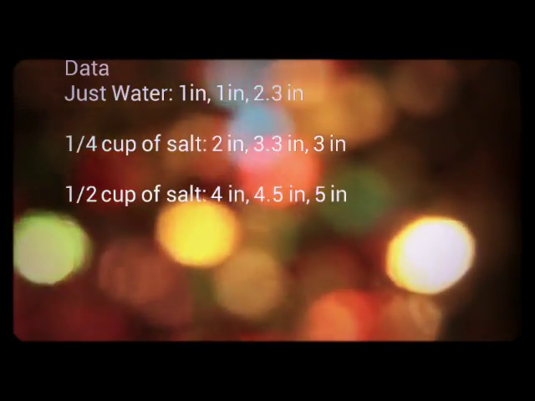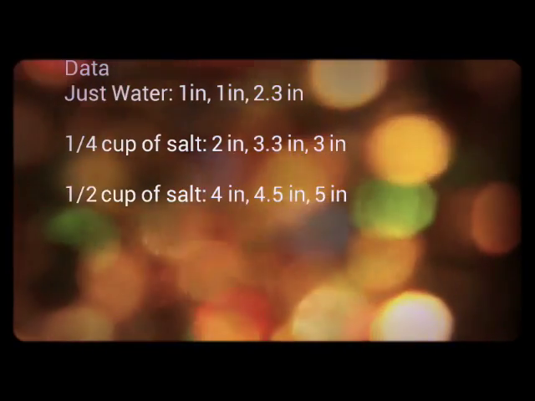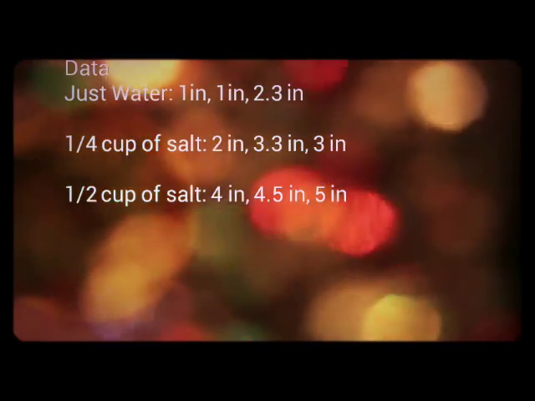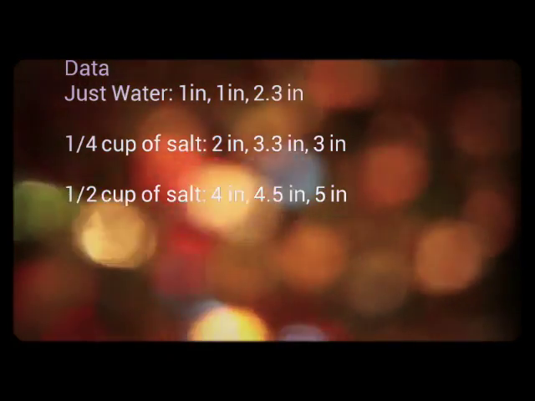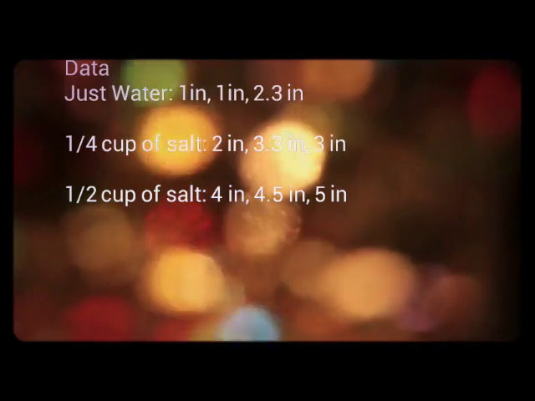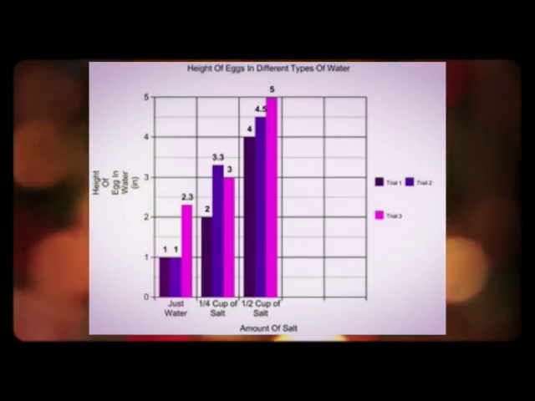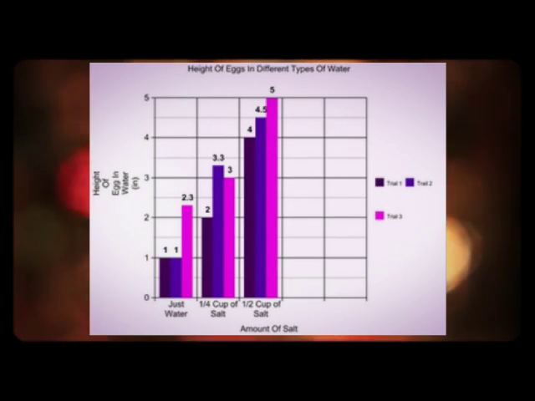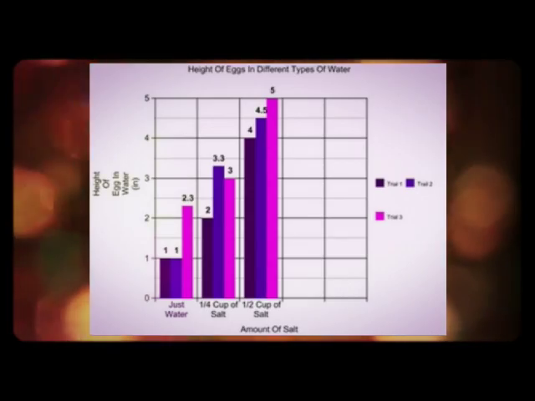My data was, just water: 1 inch, 1 inch, 2.3 inches. 1/4 cup of salt: 2 inches, 3.3 inches, 3 inches. 1/2 cup of salt: 4 inches, 4.5 inches, and 5 inches. In my graph, you can see 3 bars. The first bar represents trial 1, the second bar represents trial 2, and the third bar represents trial 3.